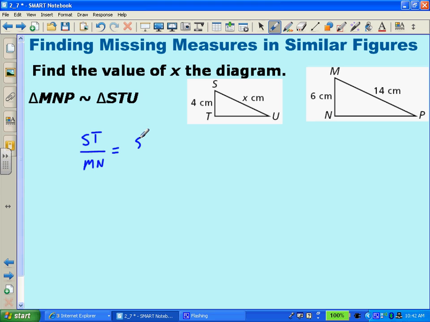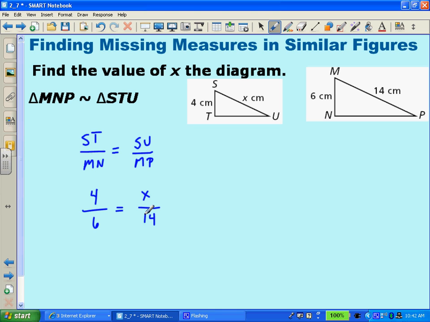That should be the same as SU, which corresponds to, let's see, these are first and third, so MP. Okay, so now that I know that these should be proportional because they're corresponding sides, I'm going to put in my values. So ST is 4, MN is 6. SU is X, MP is 14.